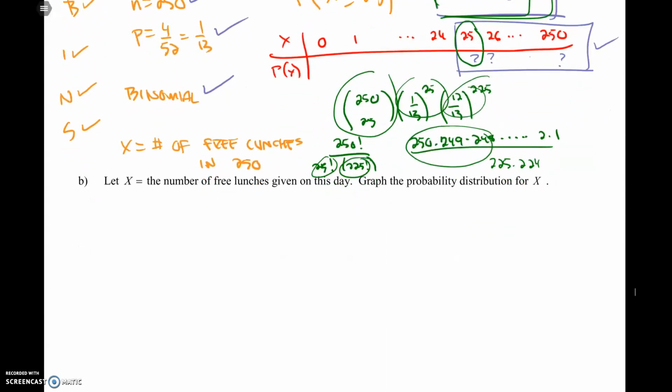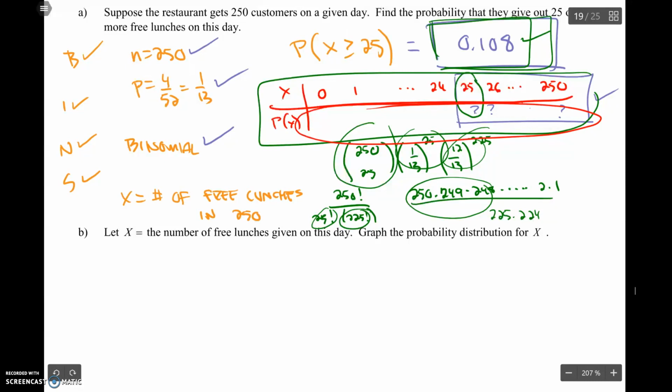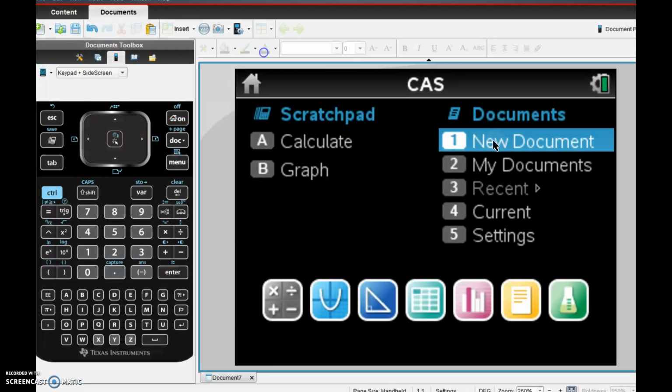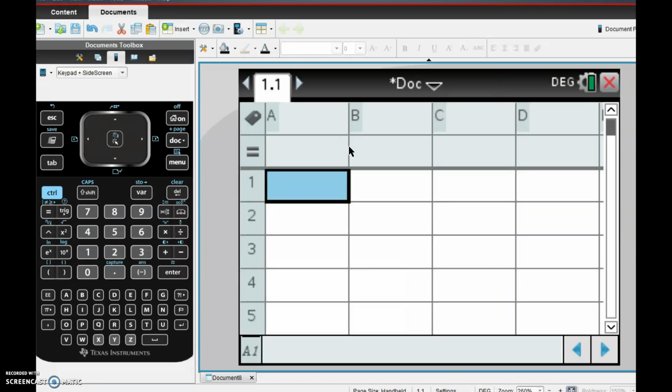Part B, let x equal the number of free lunches on this day. Graph the probability distribution for x. So I'm going to graph this distribution. Now I need to calculate every single one of the probabilities. Obviously, I'm not going to do it by hand. Let's do it with the calculator. So this isn't something you really need to know how to do, but it makes you strong.